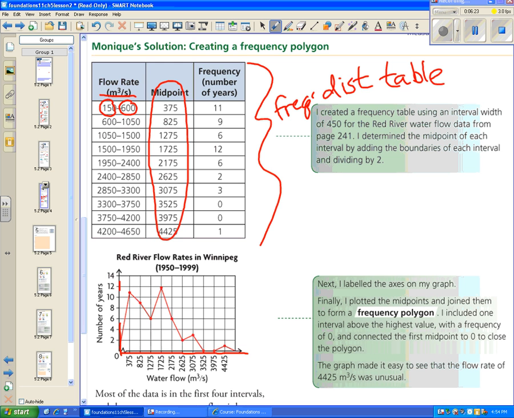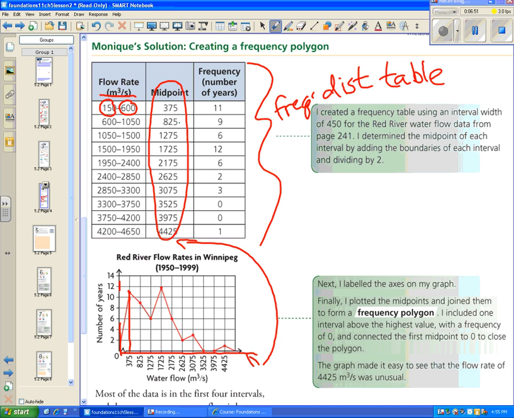So our x-axis comes from the midpoints that we've found. Our y-axis, again, is our number of years. That goes up by 2. So Monique found that for our midpoint 375, we had 11 years. So what we do is we go up from 375 to 11 and plot our point.